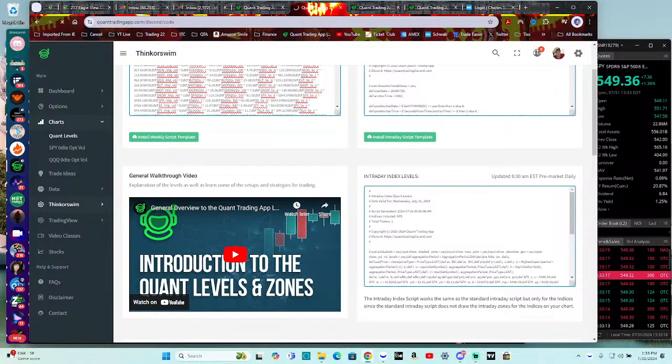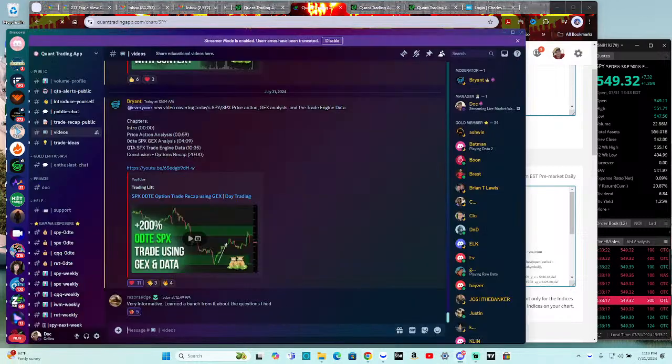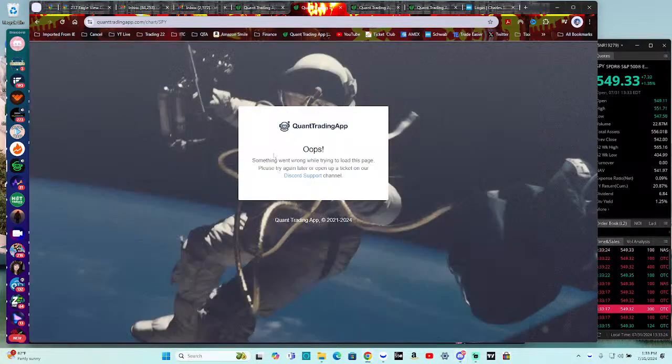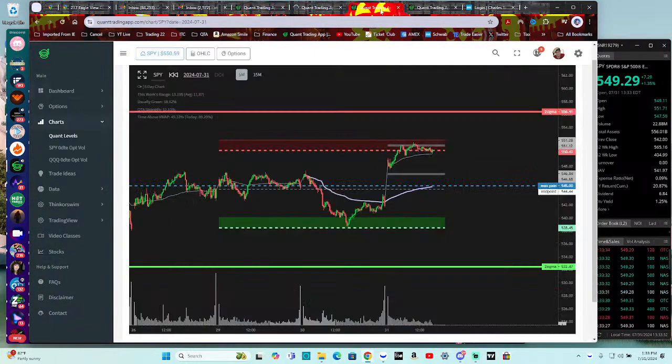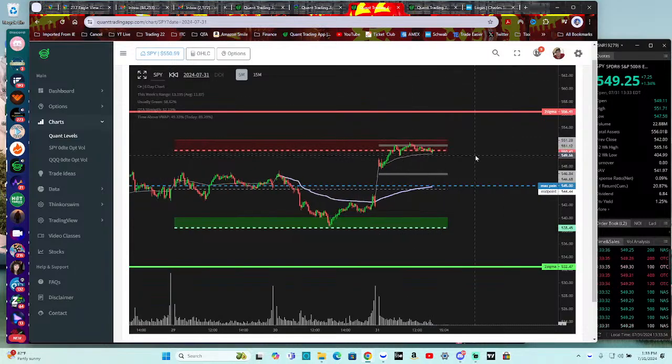So yeah, there's plenty of tools on the website side and on the Discord side. You don't need a separate sign-in for the website. It uses your Discord ID. Let's use this for now.